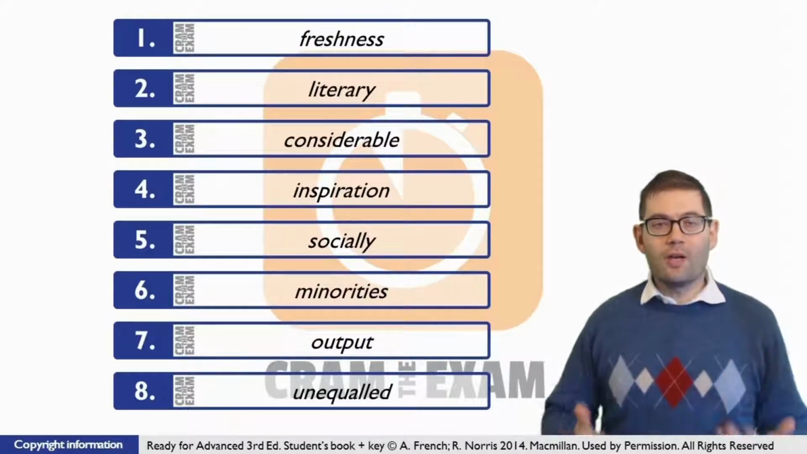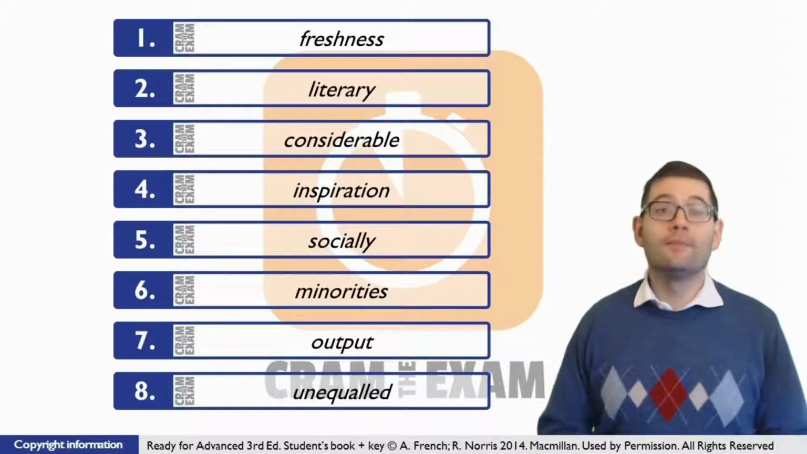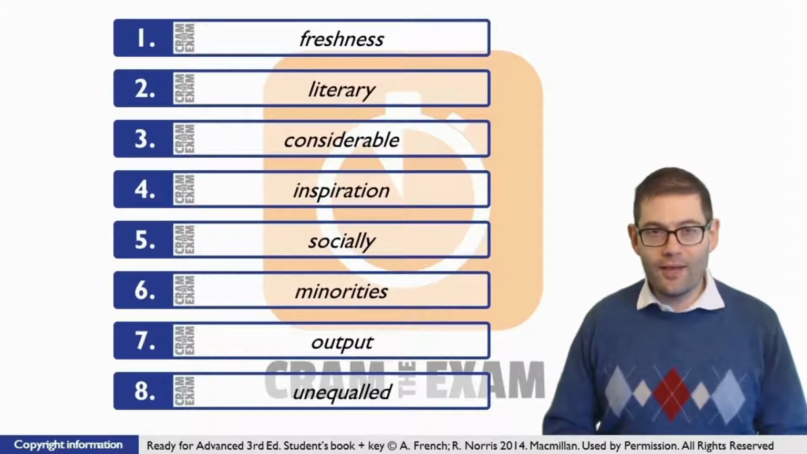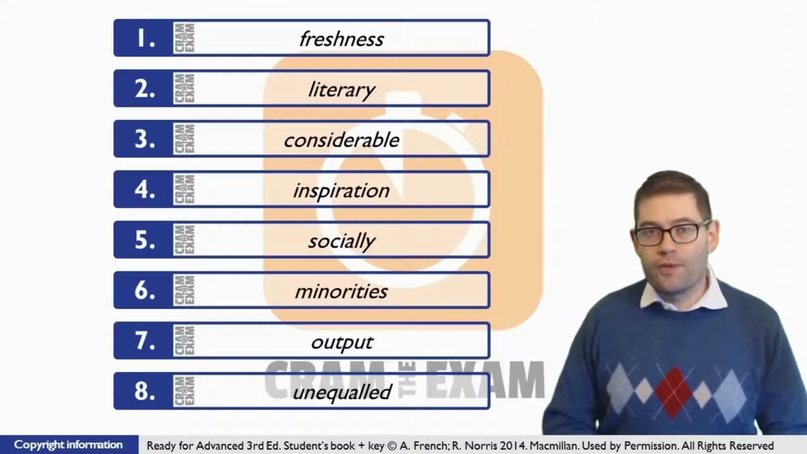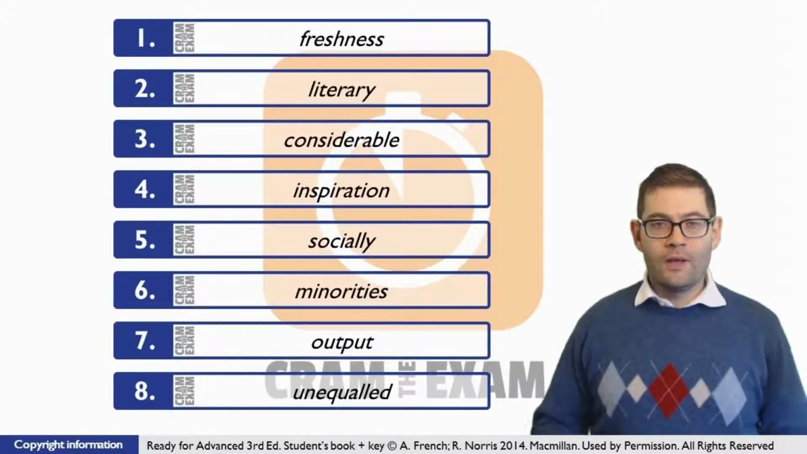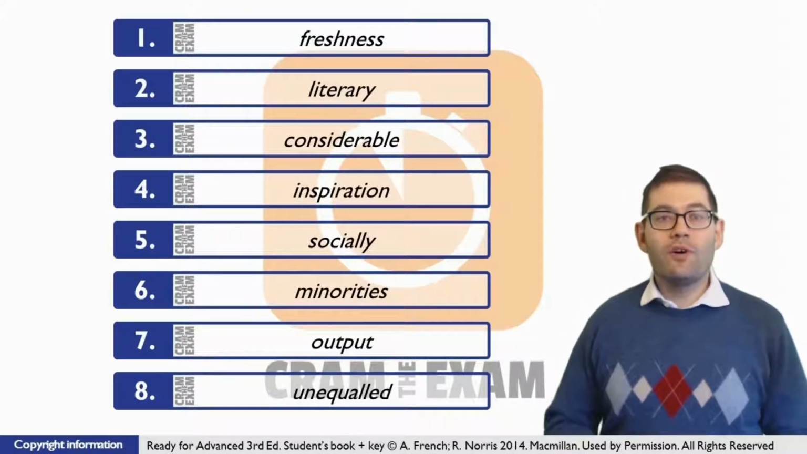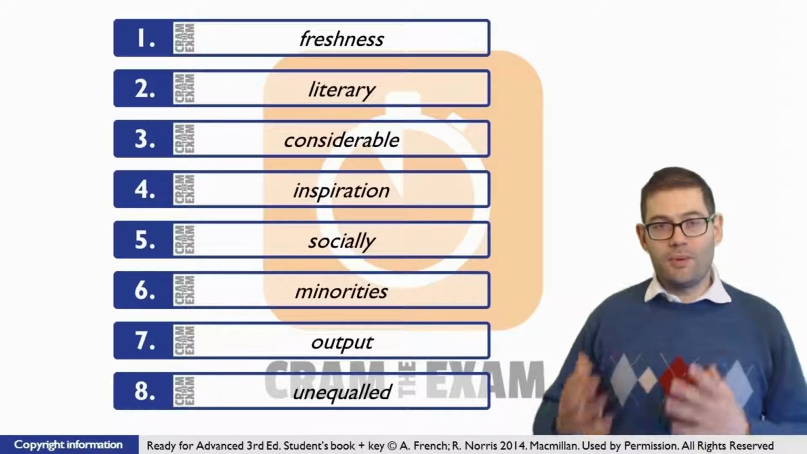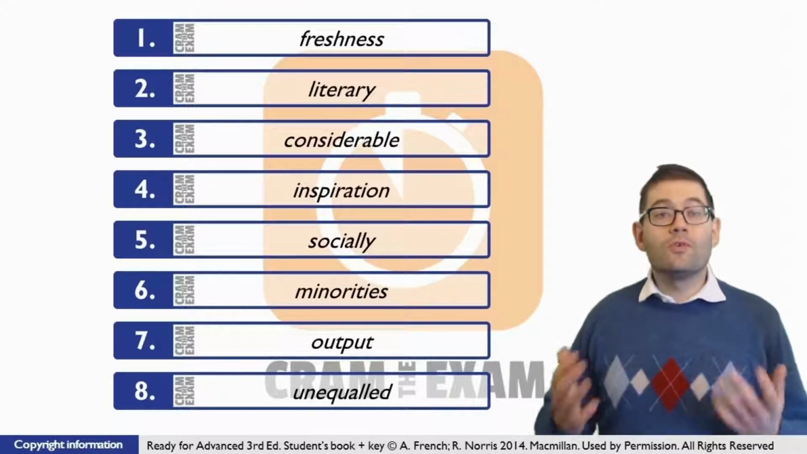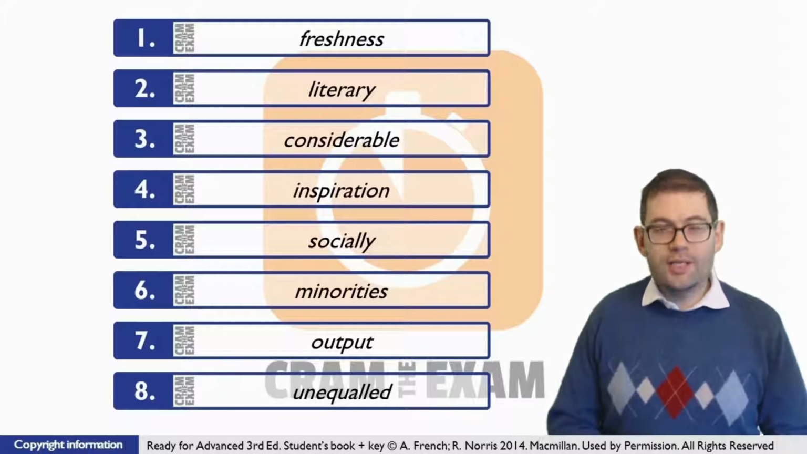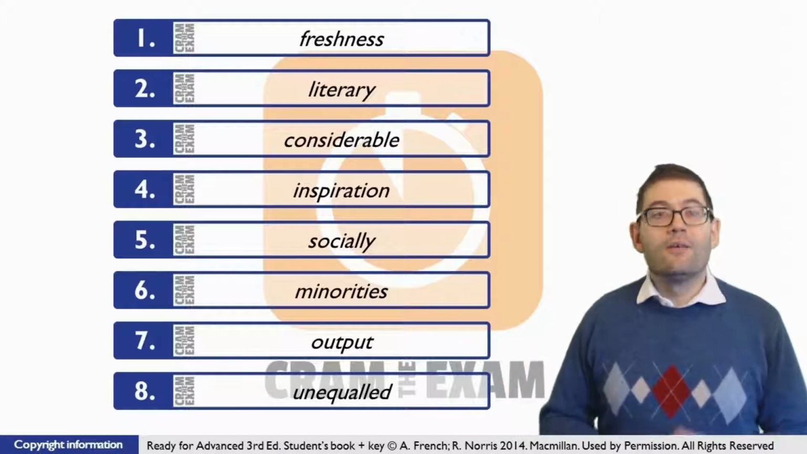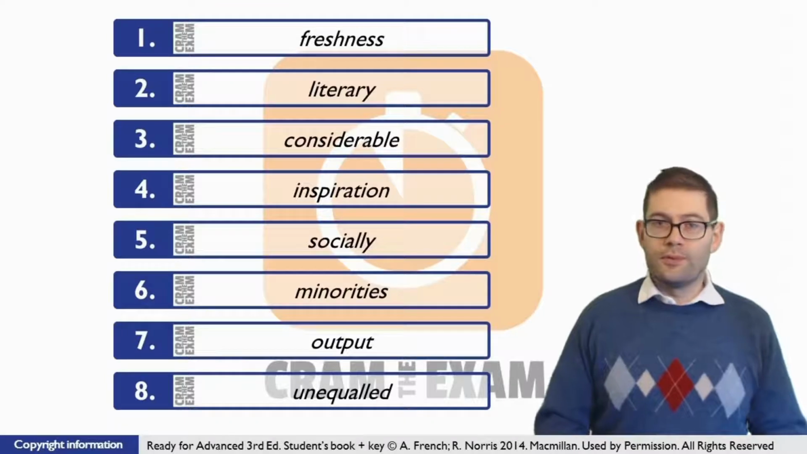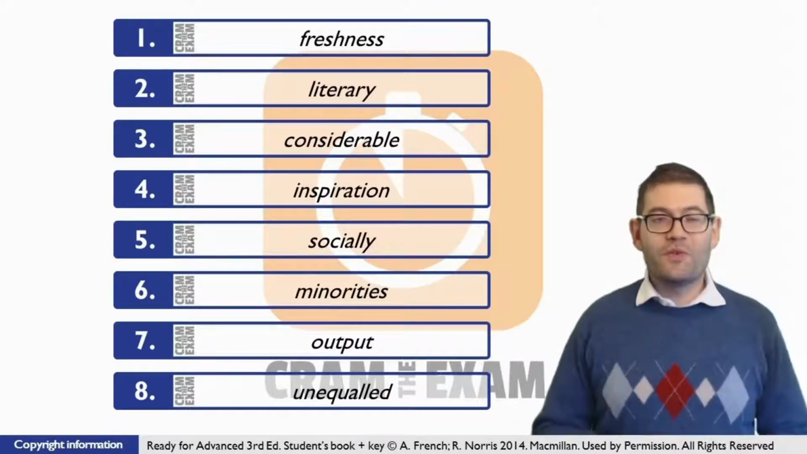Question 2, what kind of award is it? It's clear that we need an adjective here. The answer is literary. Question 3, before the gap we've got a personal pronoun. After the gap we've got the noun to which that personal pronoun refers. What do we need here? Of course we need an adjective to modify that noun. What's the answer? Considerable.